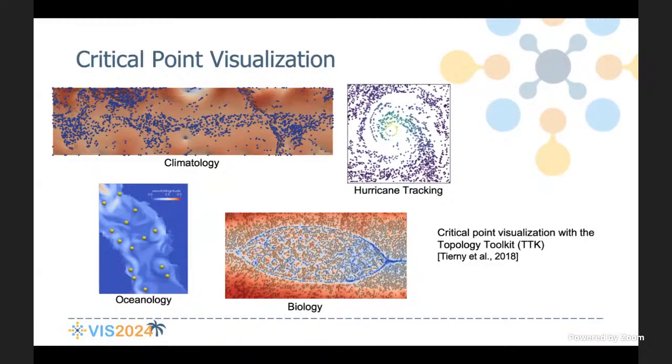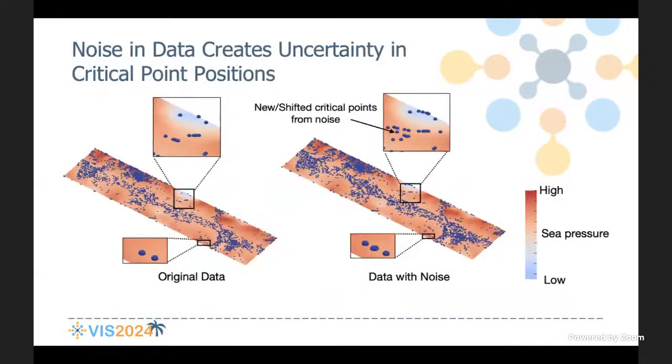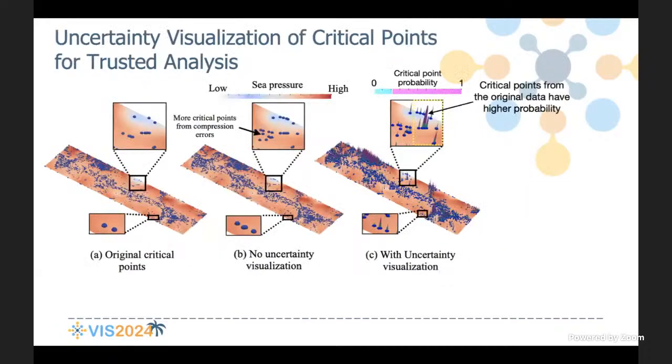from climate science to biology. However, noise in the data can move or newly create critical points, thus leading to misinformation and possibly misleading scientific conclusions. Now, attaching error bars or probability bars to these critical points can help to mitigate this misinformation.